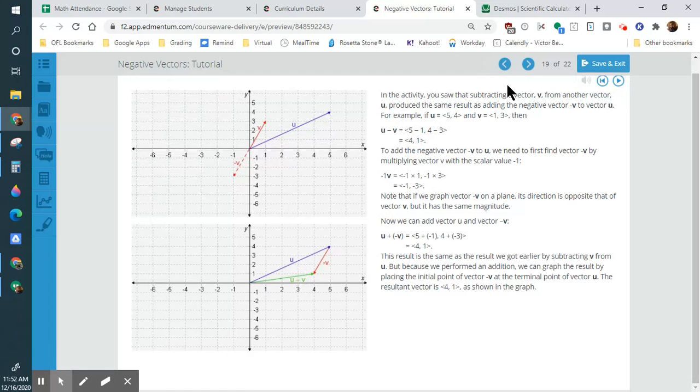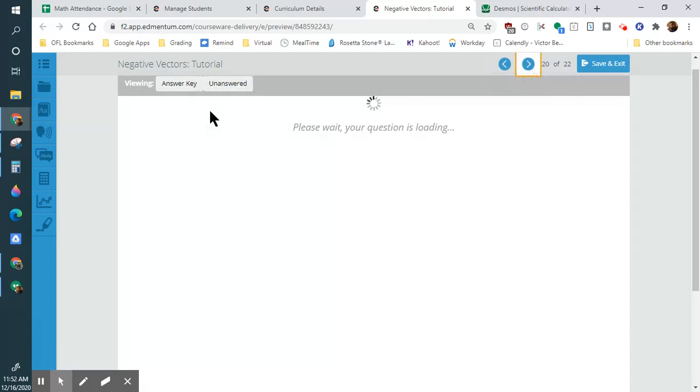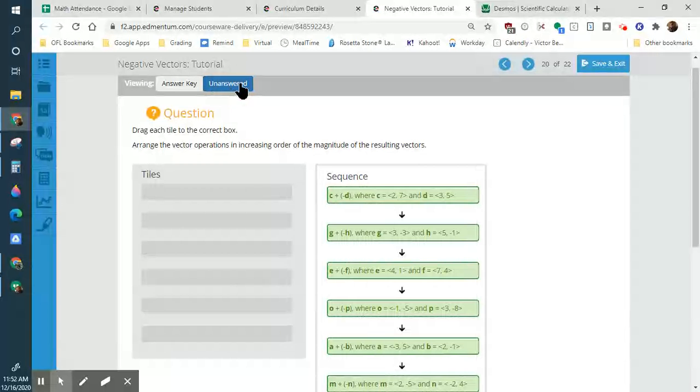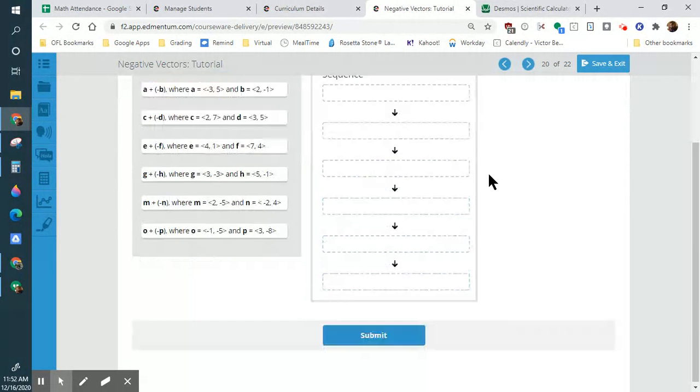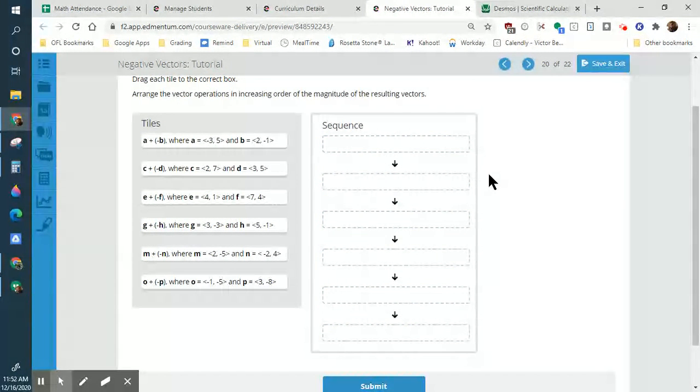All right, moving on. Oh my gosh, Edmentum, why do you do this to people? All right, so they want us to do the sequence of this. Okay, this is at least a sequence. The other ones were ridiculous, where it's like rank all of these. What do they want us to do? Vectors in order. Oh no, it's still really bad. But we'll do it. Shouldn't take too long.